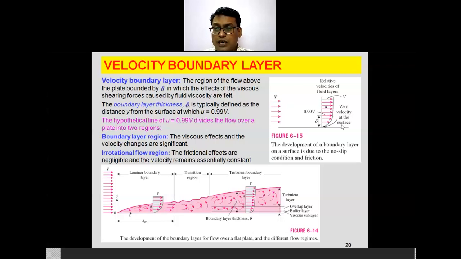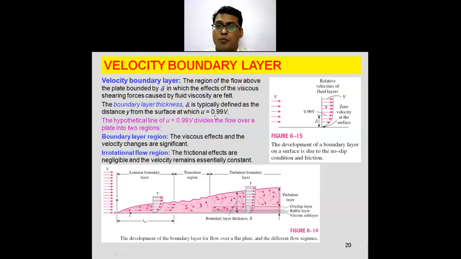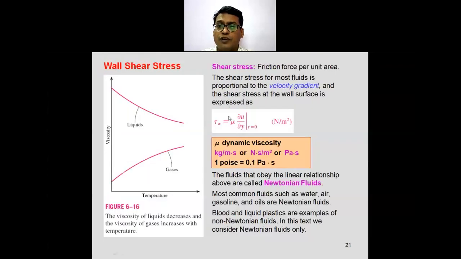So this is the existence of this boundary layer, and why it exists: because of the friction and the fluid internal forces. That is because of the shear stresses that depend on the viscosity, and this boundary layer is defined as the layer up to which the velocity obtained is 0.99 V.